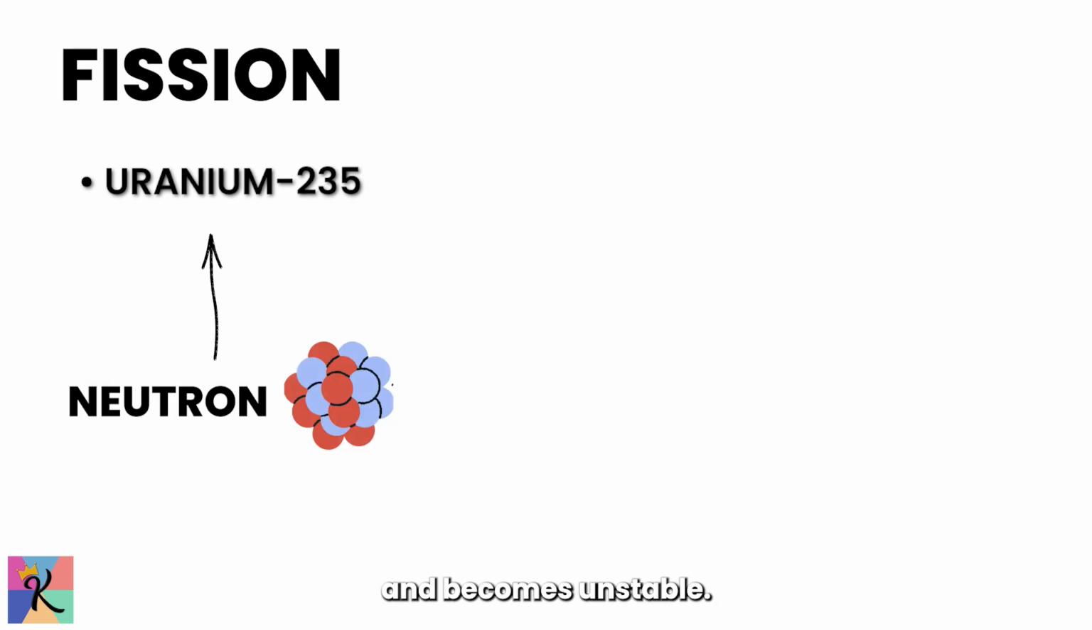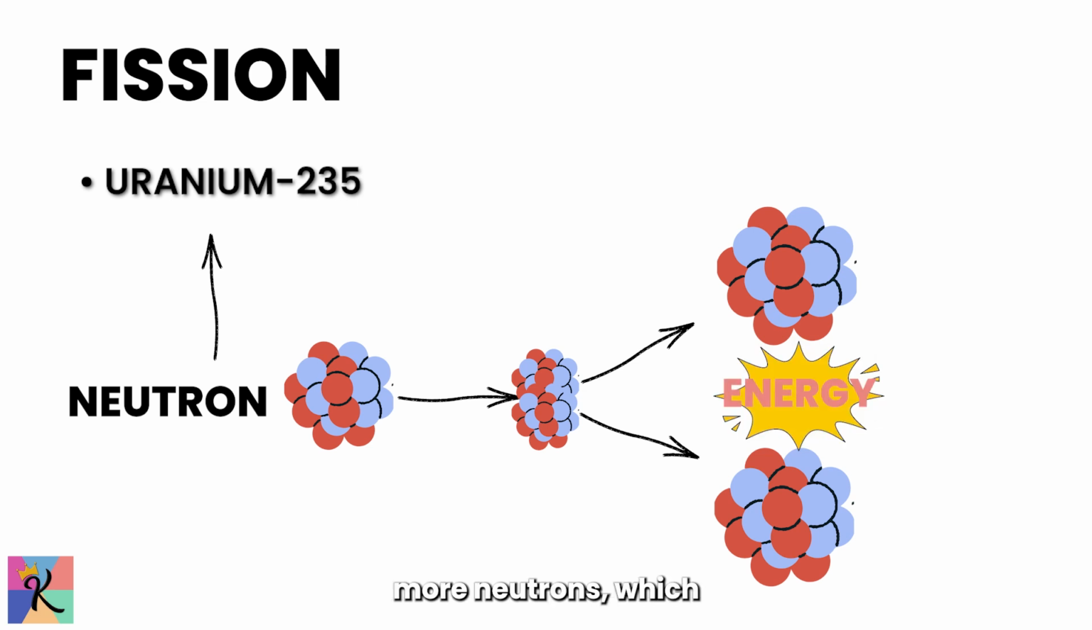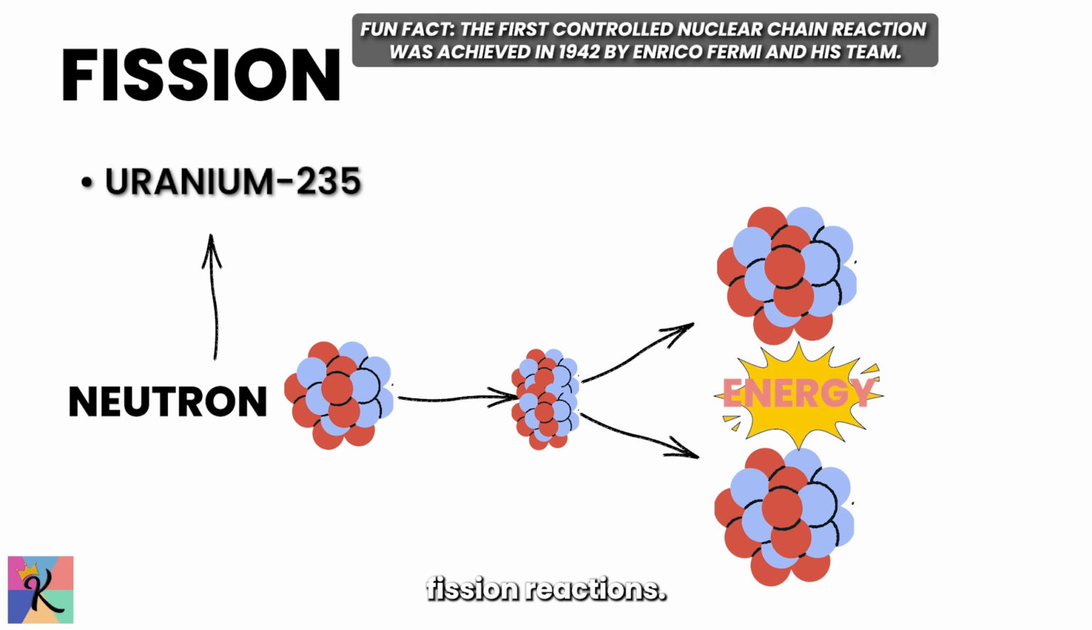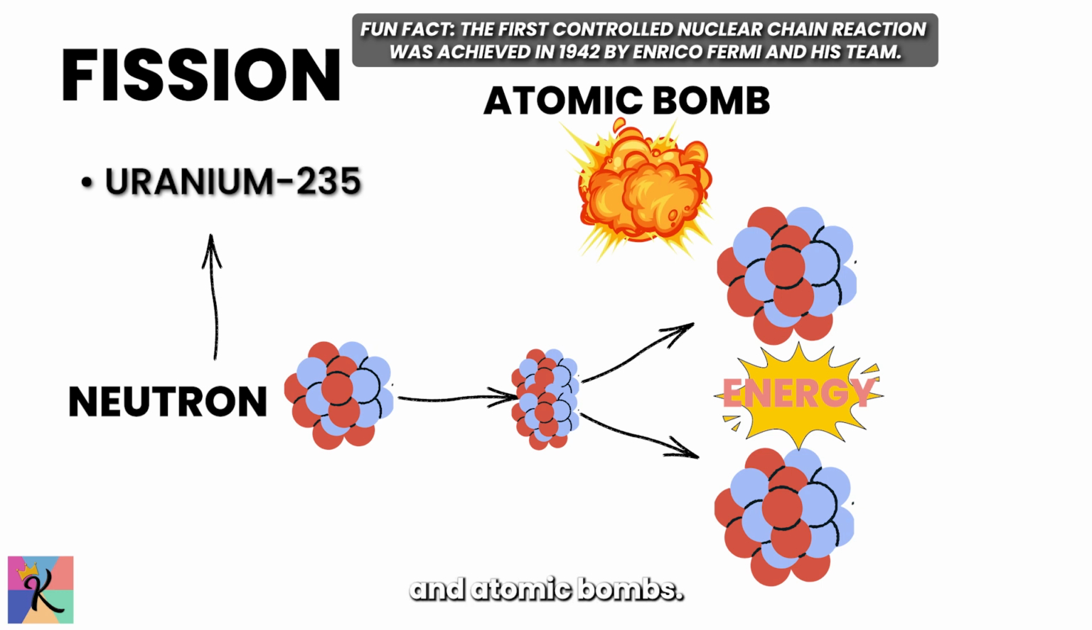Fission occurs when a heavy nucleus, like uranium 235, absorbs a neutron and becomes unstable. It then splits into two lighter nuclei, releasing a significant amount of energy and more neutrons, which can trigger further fission reactions. This chain reaction is the principle behind nuclear reactors and atomic bombs.